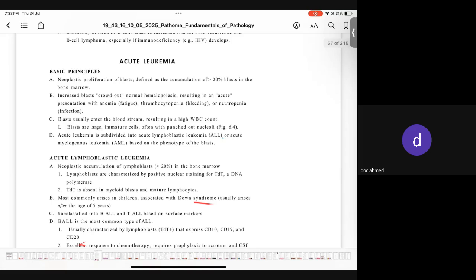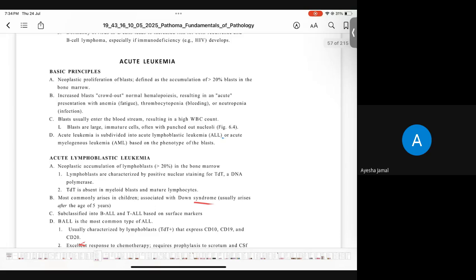If we have cancer of the blast at the myeloid lineage, what are we going to call that? Acute myelogenous leukemia. The word acute indicates that it's a cancer of blast. The myelogenous indicates that it's in the myeloid lineage. The lymphoblastic acute indicates blast cancer. Lymphoid indicates that it's the cancer of lymphoblast. Is it clear? Yes or no?